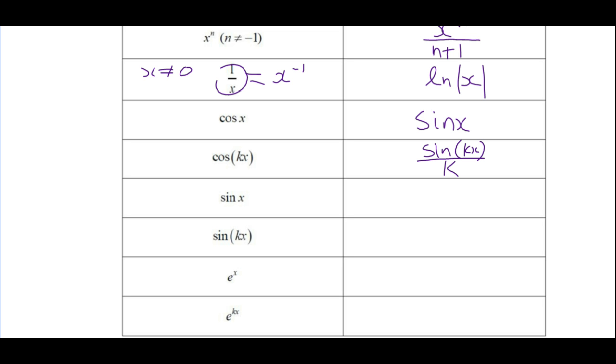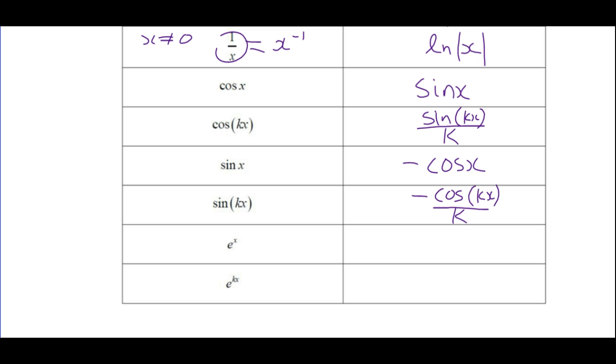What's the derivative of sine x? Or sorry, what is the antiderivative of sine x? Negative cosine x. And so the next one is negative cos kx over k. What's the antiderivative of e to the x? E to the x. And e to the kx, e to the kx over k.